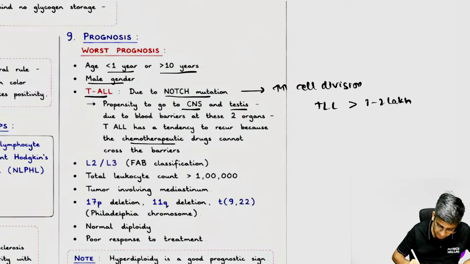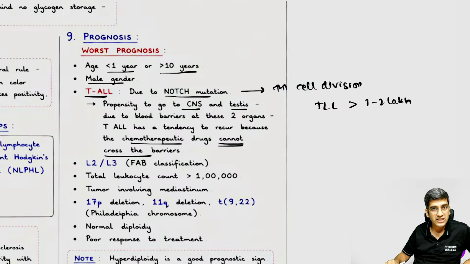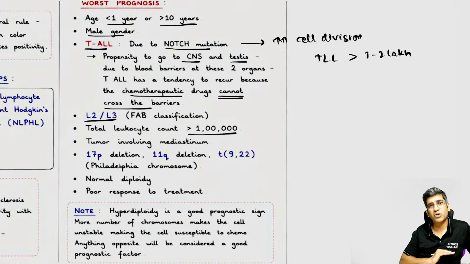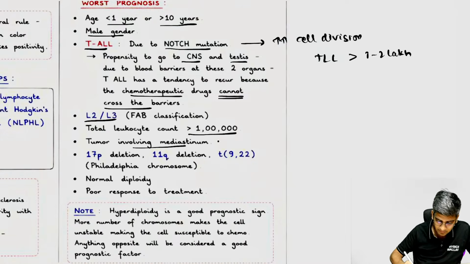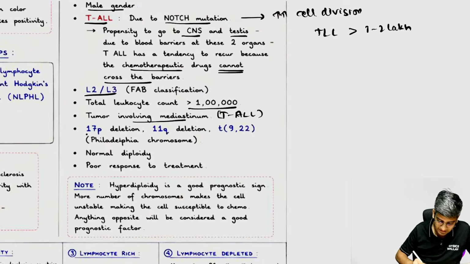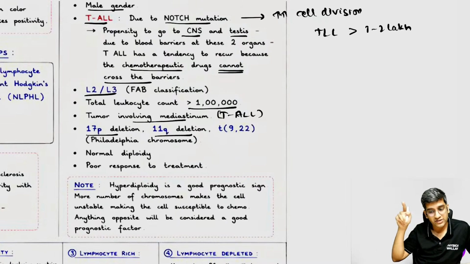Because the chemotherapy agent cannot cross the barriers, involvement of the CNS and involvement of the testis is really a bad prognostic feature. You have to remember this, right? L2, L3 classification bad, L1 is good. Total leukocyte count of more than a lakh, definitely bad. Fine. Okay. Tumors involving the mediastinum, definitely bad, because TALL involves the mediastinum. And the subtype of TALL itself is a bad prognosis, right? 17P, I already told you, very bad. 11Q, the same MLL gene I told you, very bad.